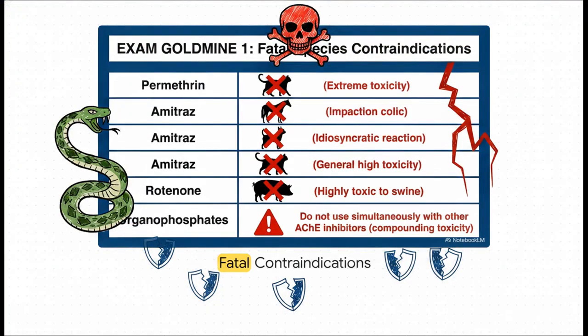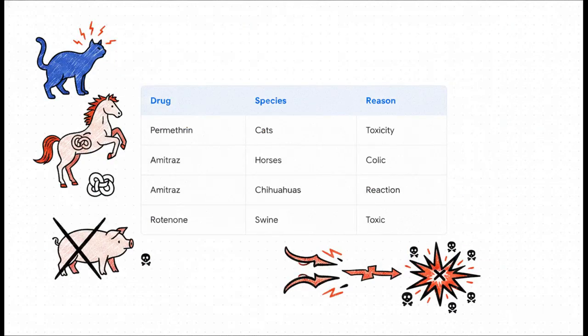Our first cheat sheet deals with the absolute clinical boundaries. Let me be clear. These aren't just multiple choice test answers for you to memorize. These are fatal species contraindications. Knowing these inside and out is exactly how you protect your medical license and, more importantly, how you protect your patients from catastrophic harm. Let's methodically run through these.